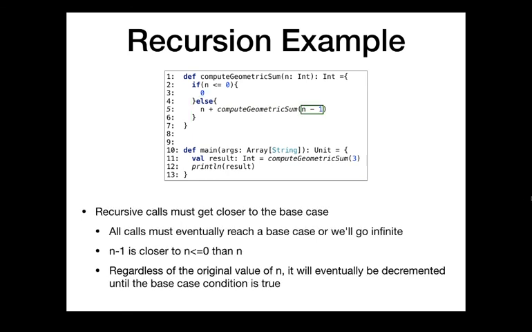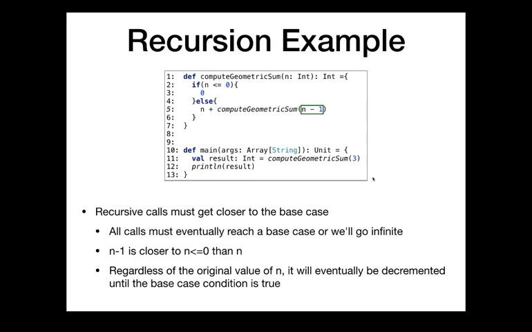And then, critically important, we want to make sure that our recursive calls always get us closer to the base case. So whenever we make a recursive call, we need to make sure that it eventually reaches the base case. If it doesn't, we're going infinite, we're blowing up the stack, we're getting stack overflow errors, and our program crashes. Nobody's happy when that happens.